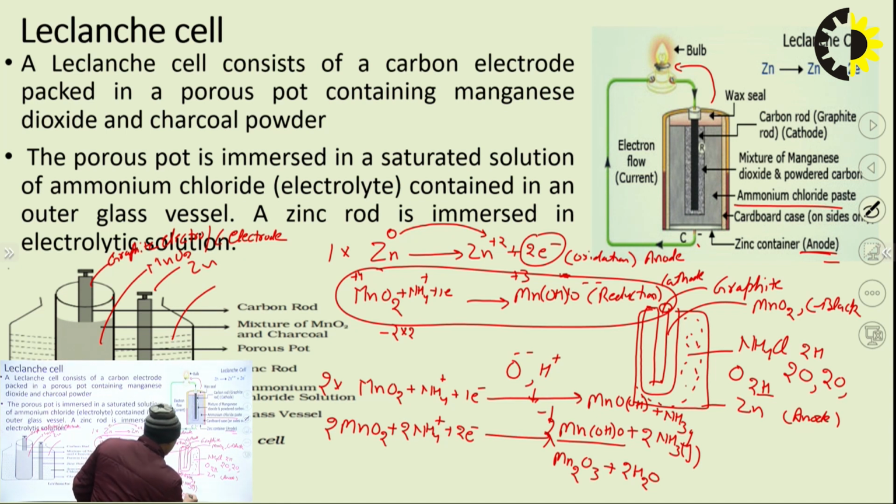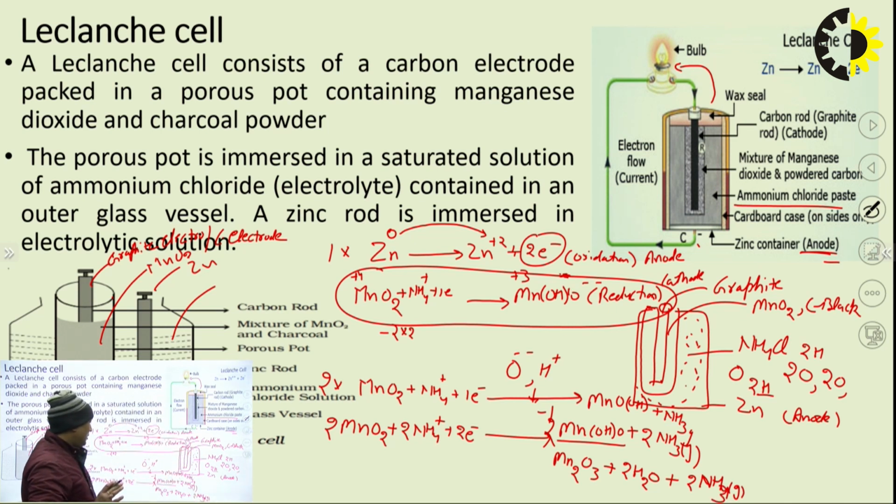Okay, 2H2O plus 2 ammonia gas. So this ammonia gas creates a problem. Let me check whether this equation is balanced or not.